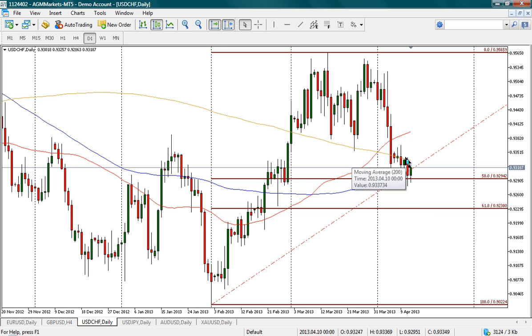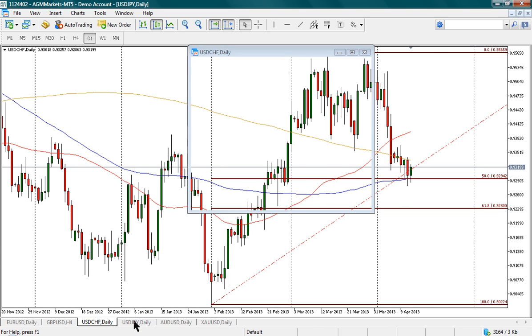Of course, it's got to get above this 200-day moving average as well. I wouldn't be surprised to see that try and cap, and then you've got the 50-day moving average up here. But it's looking a very nice technical setup. It's one that I'm personally looking at, and I think this is the real focus on this Dollar Swiss chart by a lot of people.